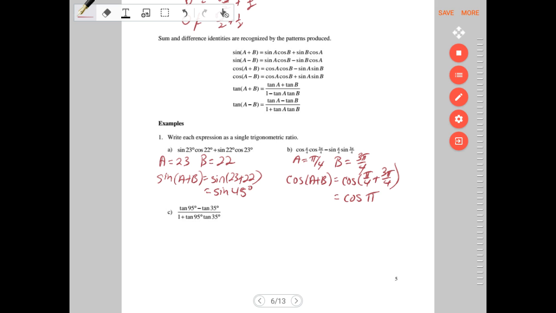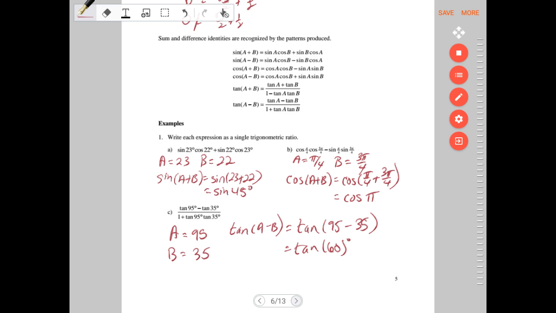Awesome. Tan 95 minus tan 35, with 1 plus tan 95 tan 35 in the denominator. Okay, let's take a look up top. That looks to be the very last sum and difference identity. So A is going to equal 95, and B is going to equal 35. So that means that tan of (A minus B) equals tan of (95 take away 35), which is tan of 60 degrees. Okay, good stuff. On to the next page.